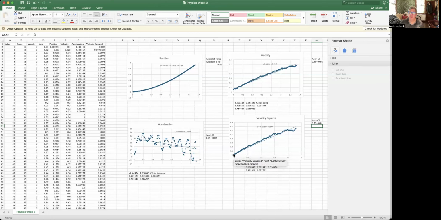We can also double check that we're actually getting the right thing. And yes, we are, because the position starts at 0.00233 and the velocity starts at 0.005. So we do have the right thing on the right axes. And so this one fails. This one was good, this one was good, and that's your accepted value.